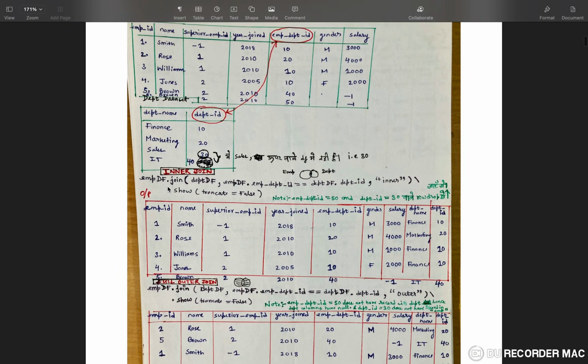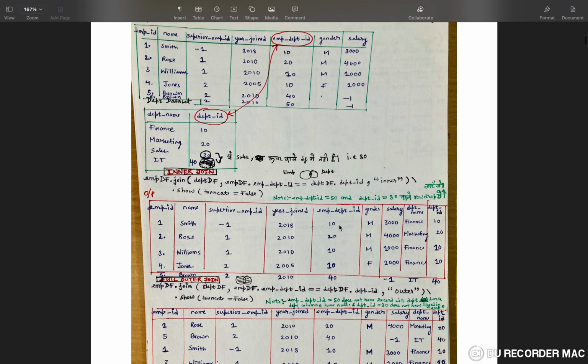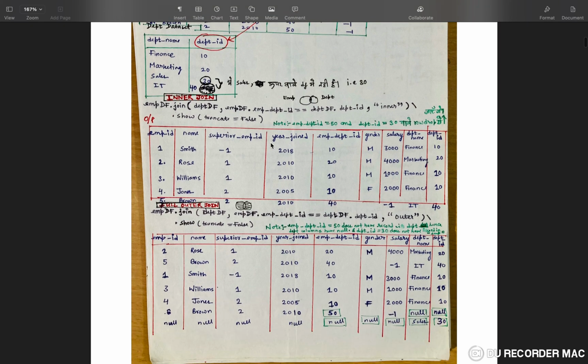So if you can see, Smith has employee department IDs of 10, 10, 20, 10, 10, 40, which are 10, 20, 10, 10, 40. These are the common ones among both data sets, right? So when we apply inner join on our data set, it drops employee department ID 50 and department ID 30 from the department data set, and you can see the result.